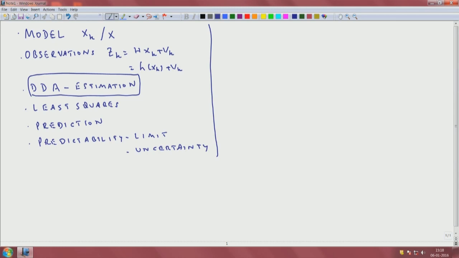So, you can see how many different branches of science are involved: modeling, development of observational systems, development of least squares, development of methods for estimation, ability to predict, ability to understand the quality of prediction. I would say all these together form the basic components of predictive science.